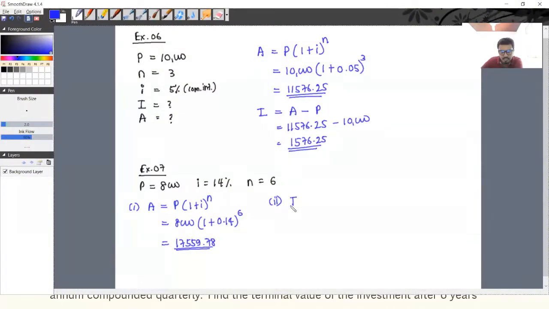We need to find interest. How can we find that? A minus P. At the end of the 6-year period, we are getting 17,559.78. The amount we have invested is 8,000. Therefore, the total interest amount is what? 9,559.78.